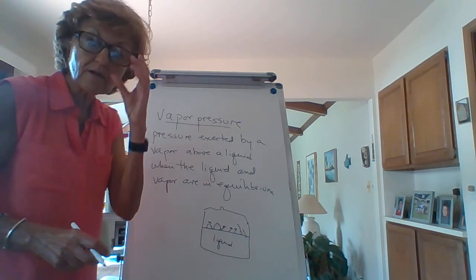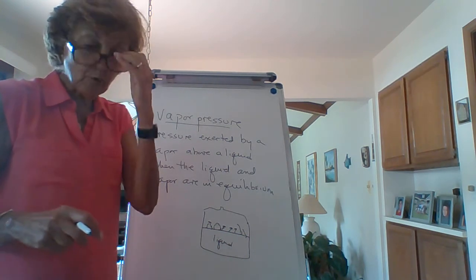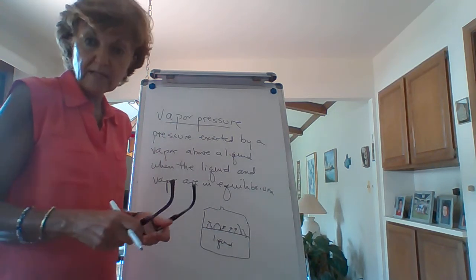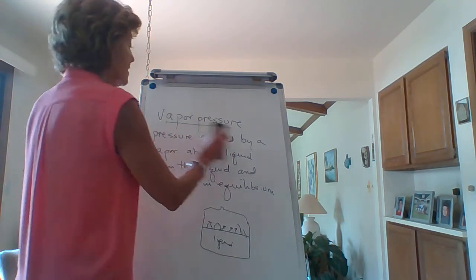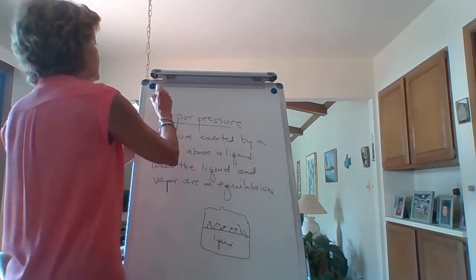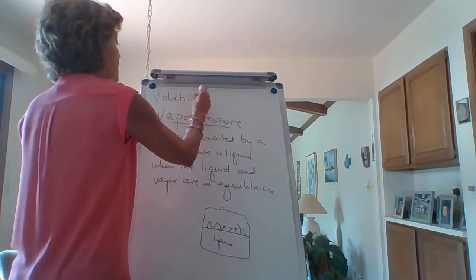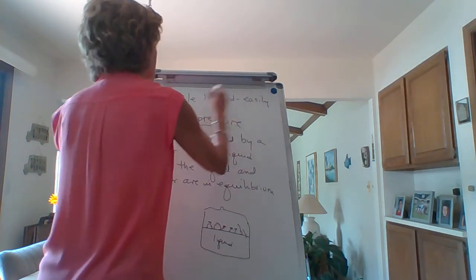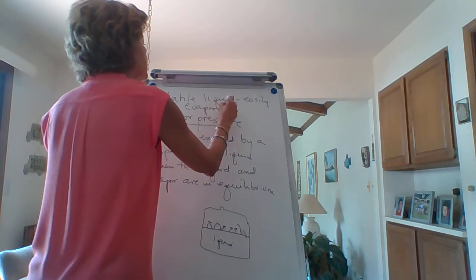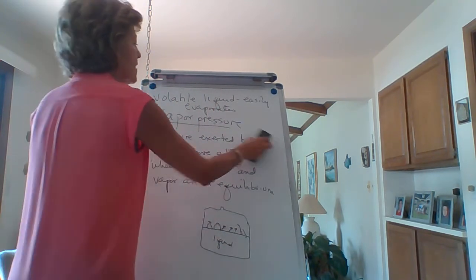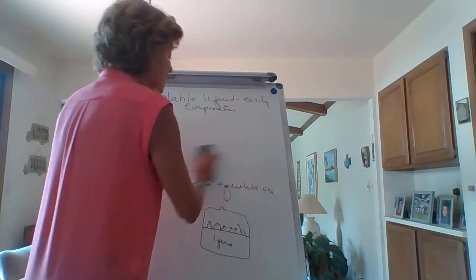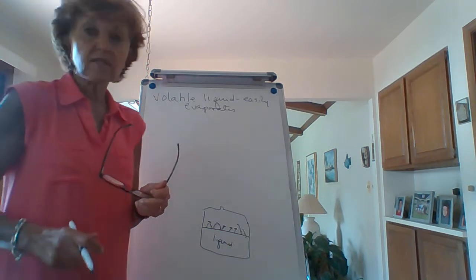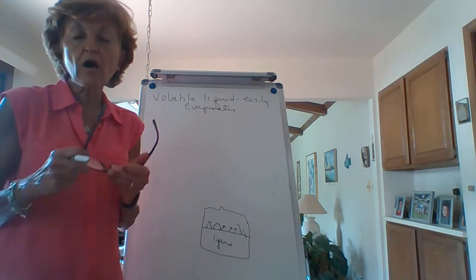Why is this important? Because the textbook definition of boiling point has to do with vapor pressure. So let me go ahead and give you that definition and give you the definition of a volatile liquid. A volatile liquid is a liquid that easily evaporates. If you've got a liquid that will easily evaporate, it's called a volatile liquid. If you have a liquid that doesn't easily evaporate, it's called a non-volatile liquid.